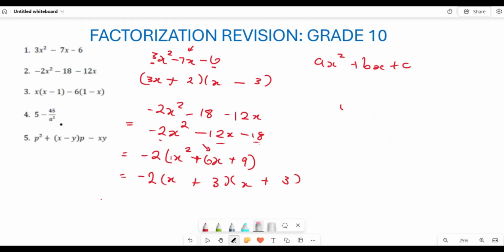Now let's continue swiftly and see what else we can have from here. Now number 3, here you are having x into bracket x subtract 1, and then subtract 6 into 1 subtract x. Now what I am going to be doing here is what is called factorization by grouping, right?